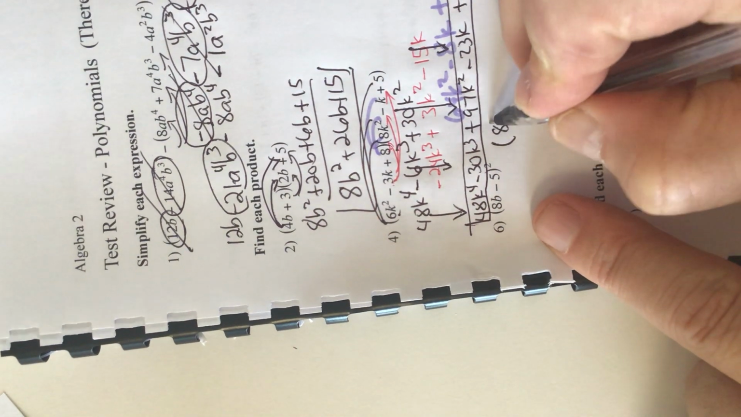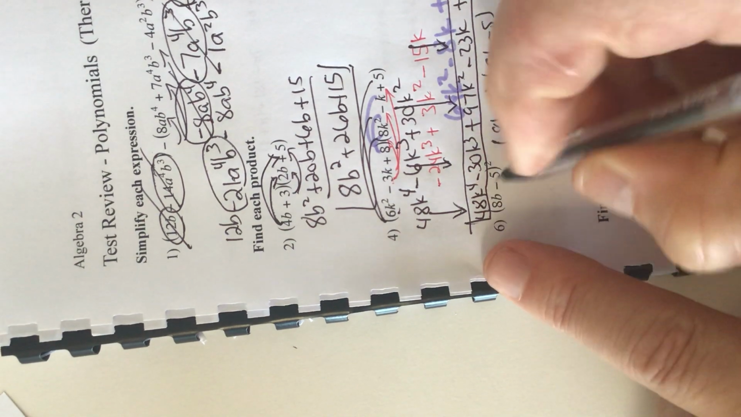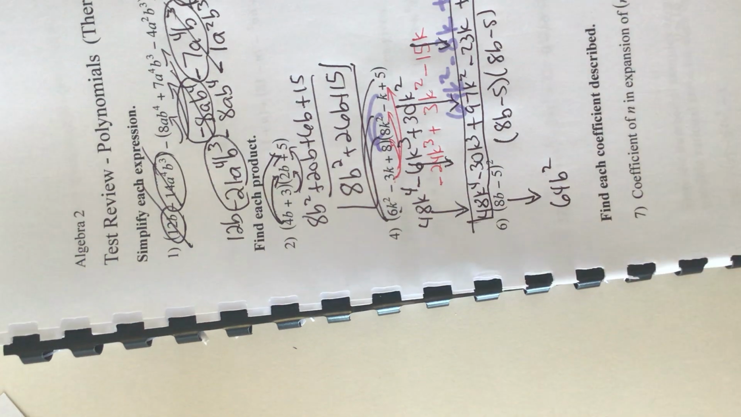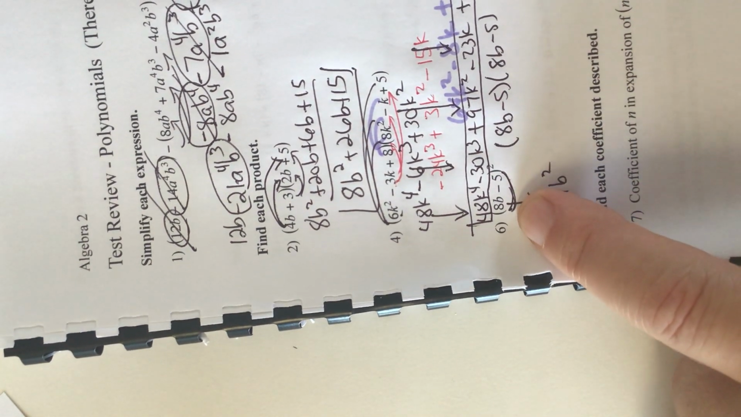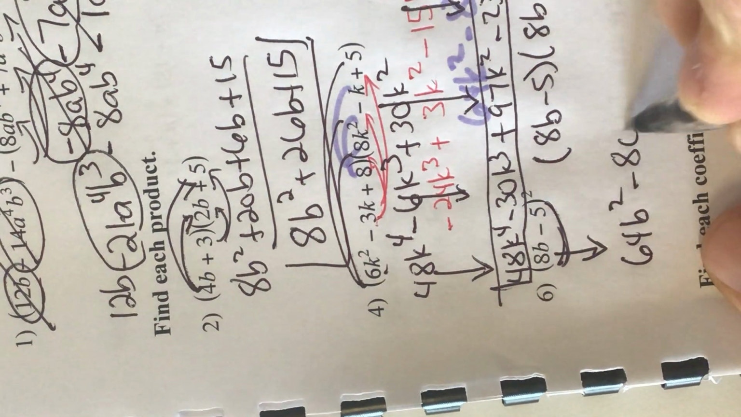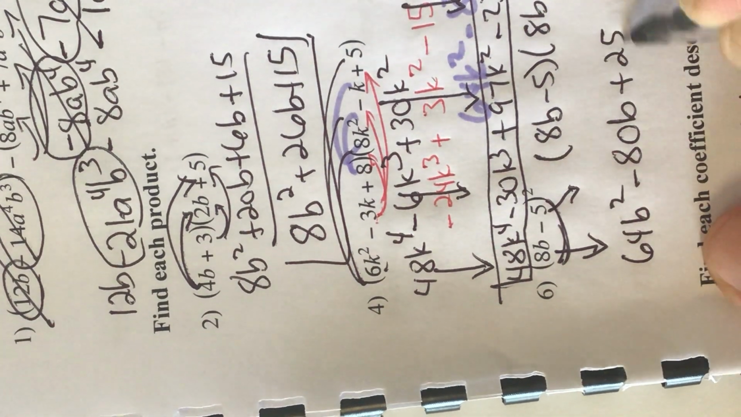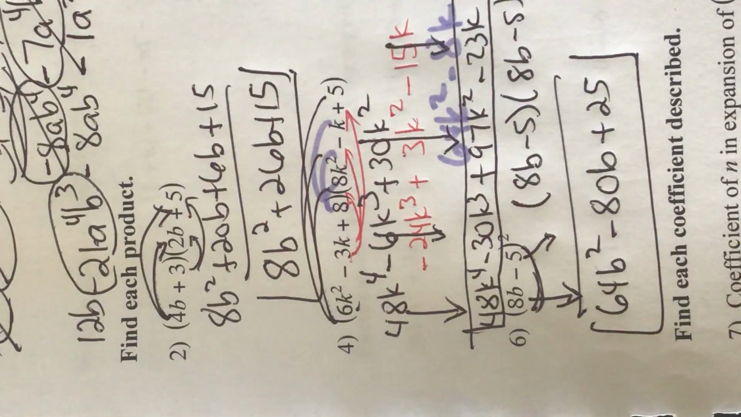And you could just say 8b minus 5 times another 8b minus 5 and do it again, but it's always the first one squared. Then it's double the middles. You multiply the middles together. 8 times 5 is negative 40, and then double it, so that'll be negative 80. And then it's the last one squared, so plus 25. Square, double, square.